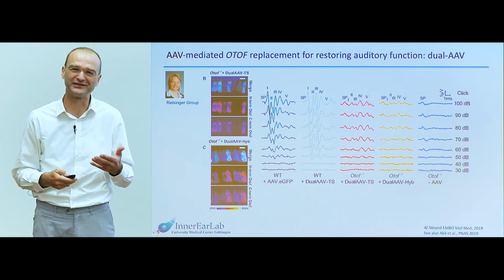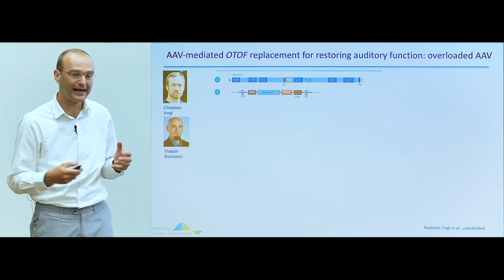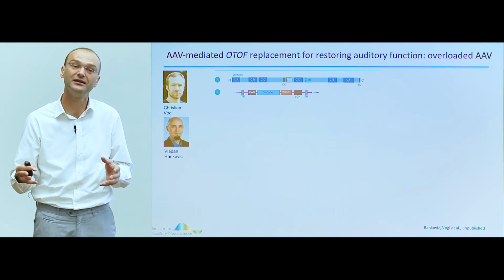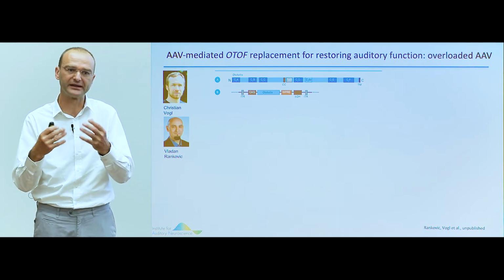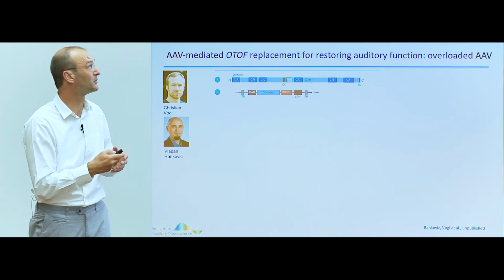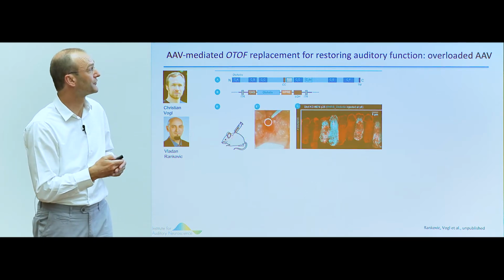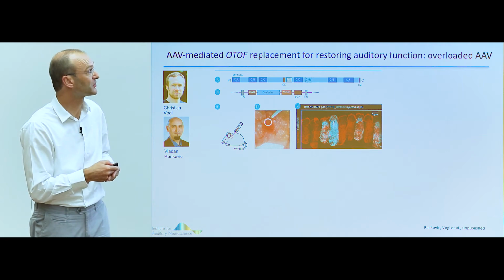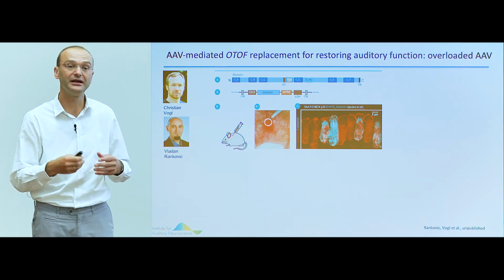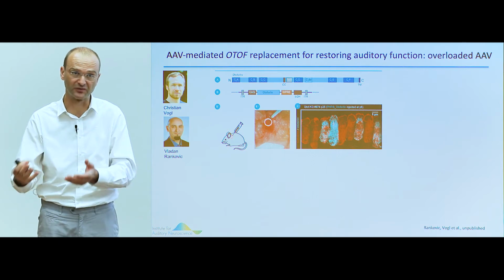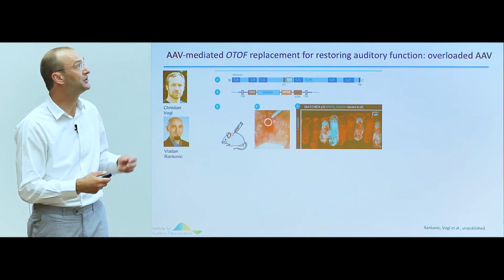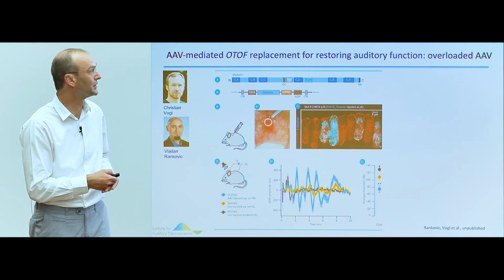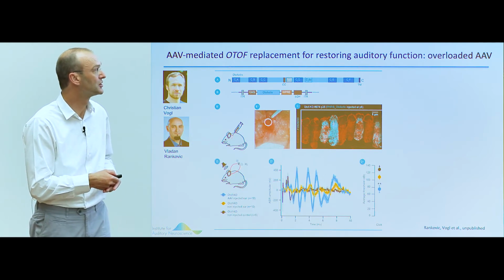To go a step further, we have aimed to package the entire coding sequence in one virus to make the approach a little less complex. And indeed, what Vladan Rankovic and Christian Vogel could show is that there is also expression of otoferlin in these otoferlin mouse models when using this overloaded AAV. And as a matter of fact, auditory brainstem responses could be restored.